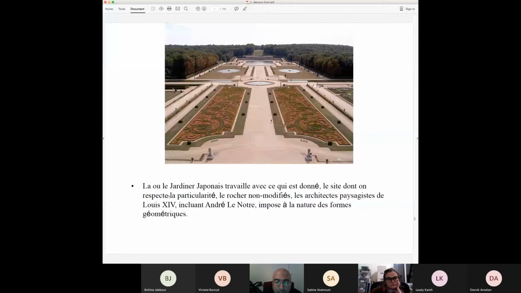the Japanese garden works with what is given. A site whose particularity is respected, rocks that are not modified. In contrast, the landscape architecture of Louis the XIVth, including André Le Nôtre, one of the heads of this architecture, imposes on nature geometric forms. Impose on nature what it could not do.